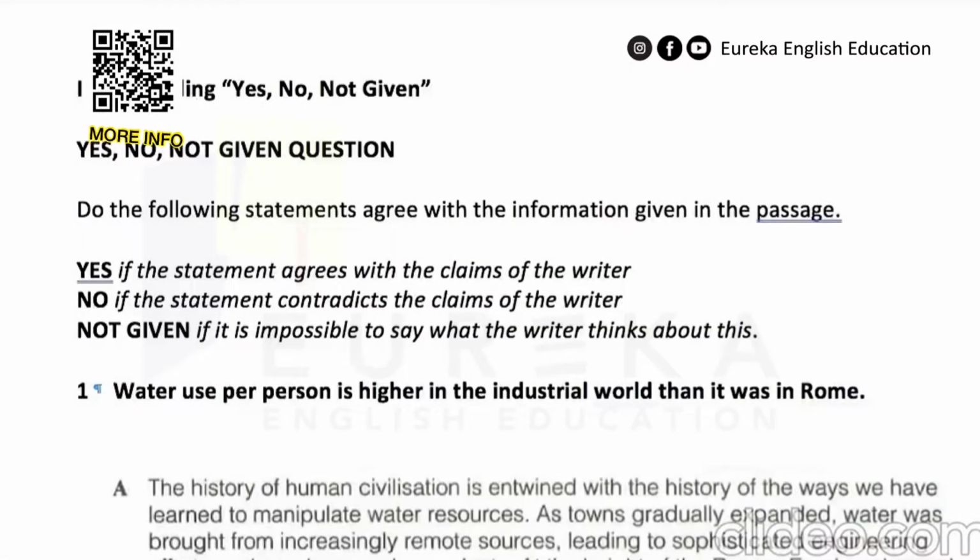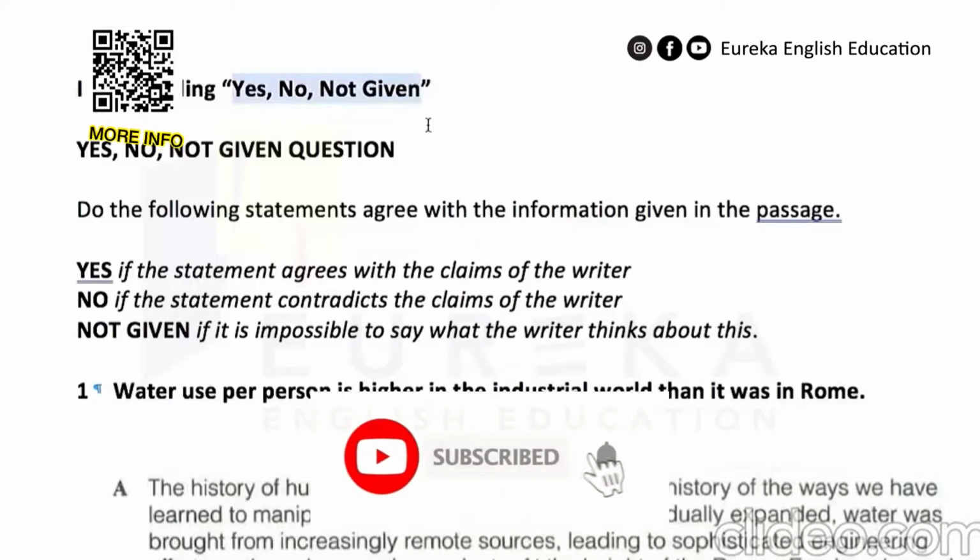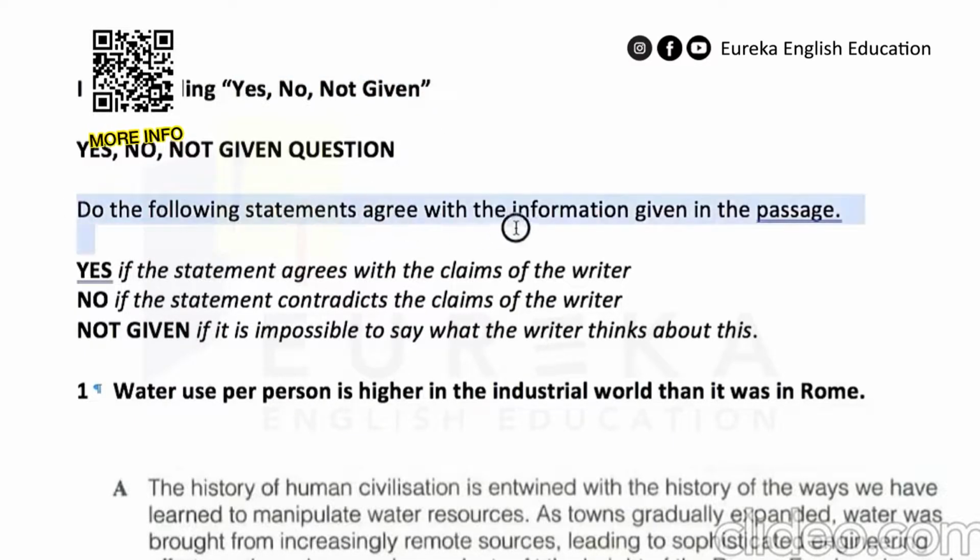In this video, I will be discussing the reading section of the IELTS test, specifically related to the topic of Yes, No, Not Given questions. This is an example of the question. The instruction is like this: you will be provided with some statements, and you will need to mark whether the statement is yes.